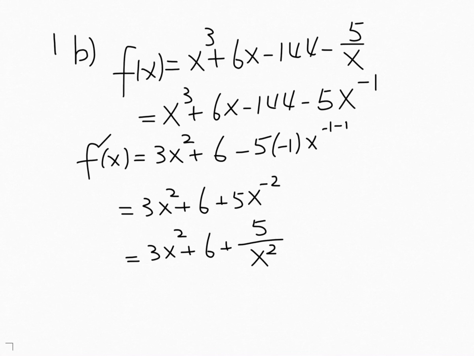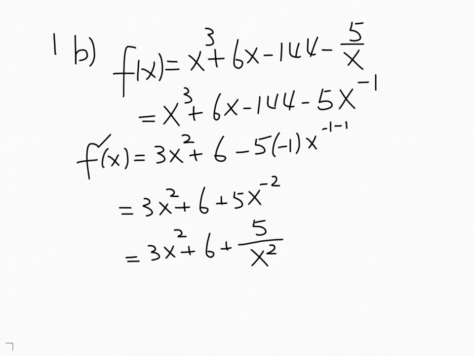As I take the derivatives, the first term, x cubed, turns into 3x squared. 6x turns into 6. And then negative 144 is a constant, so the derivative is going to be 0. And the last term, in particular, negative 5 times x to the negative 1, I bring down the exponent, which is negative 1, multiply with my coefficient, negative 5, and then subtract 1 degree to the power, negative 1 minus 1. So I'm writing it out so that you can see what I'm doing here.